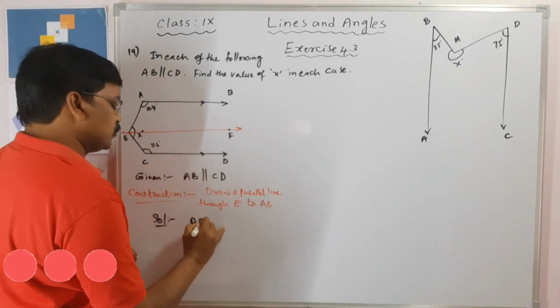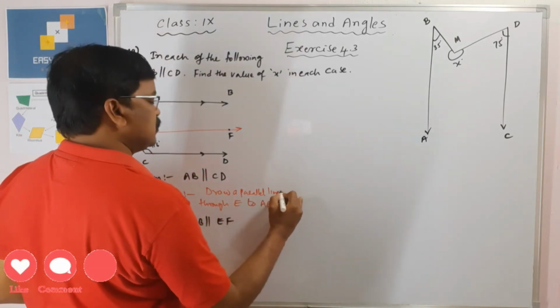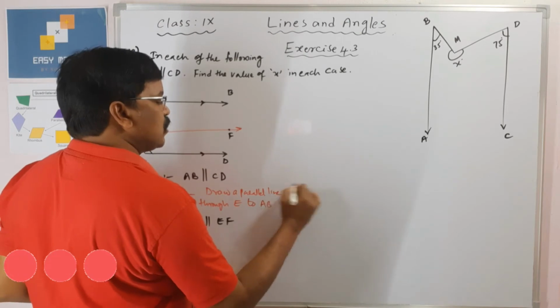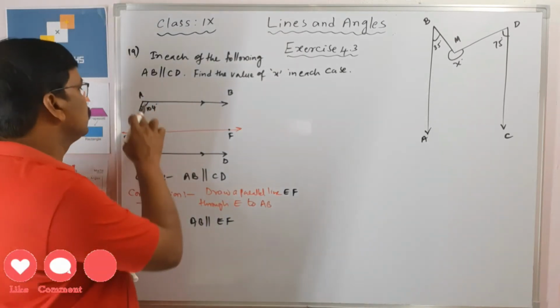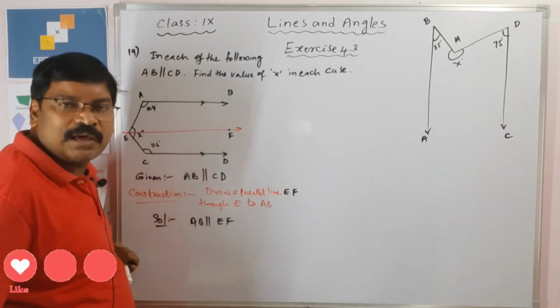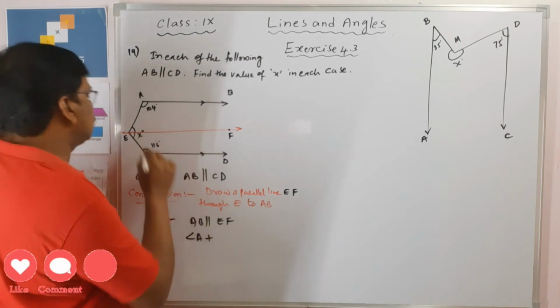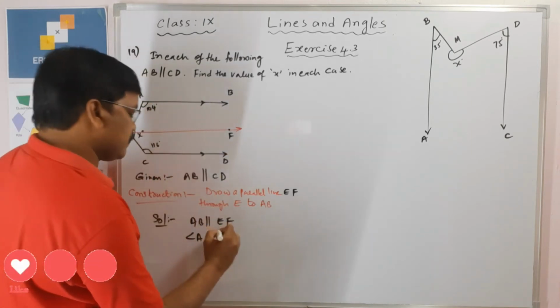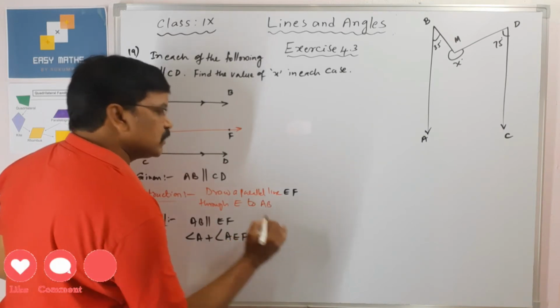So here, my dear students, AB is parallel to EF. Draw a parallel line EF through capital E. Now AB and EF are parallel. Therefore this angle A plus this angle AEF is equal to 180 degrees.